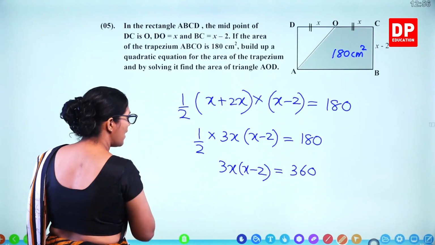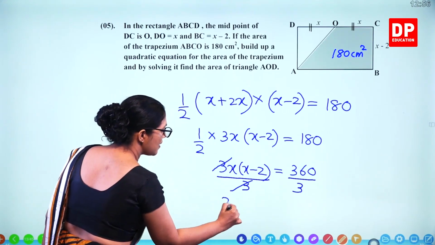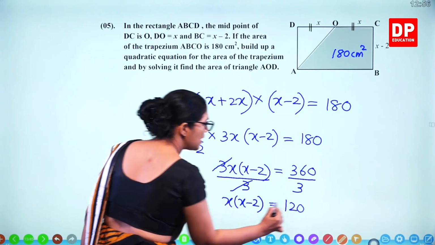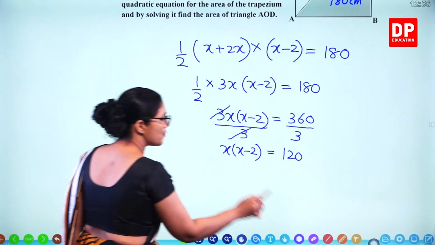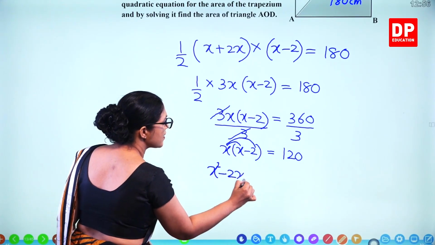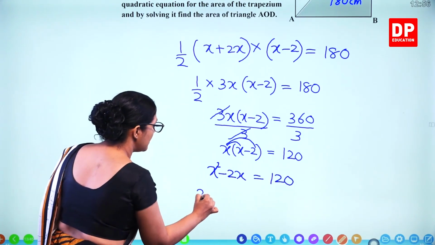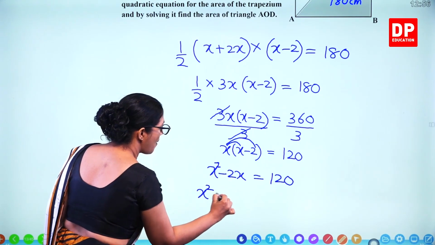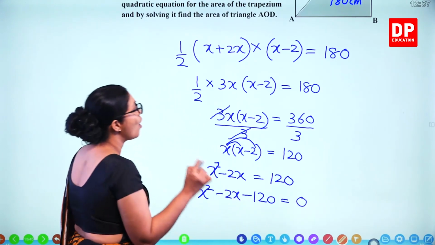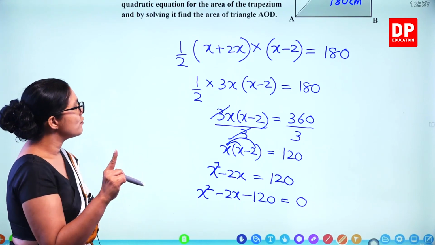Now we can divide both sides by 3. 3 gets cancelled out, you get x, x minus 2 is equal to 120. Now expand brackets. x squared minus 2x is 120. So take all terms to one side. x squared minus 2x minus 120 is equal to 0. That's the quadratic equation. Now you have to solve it and find the area of the triangle.